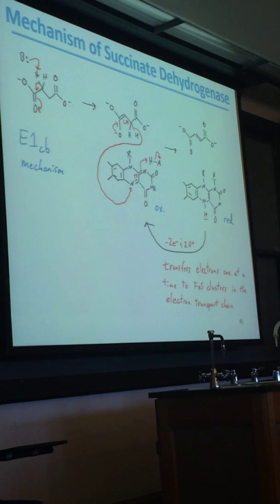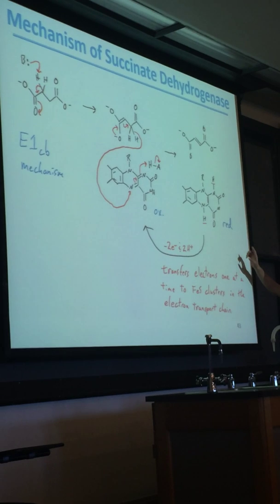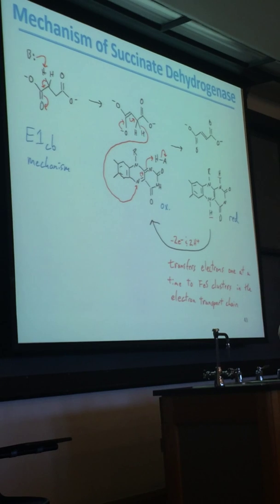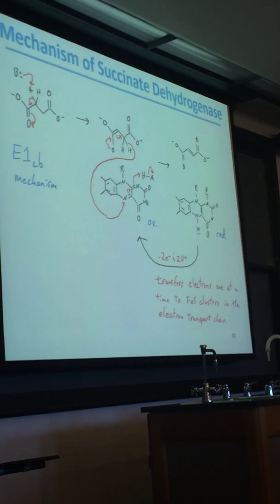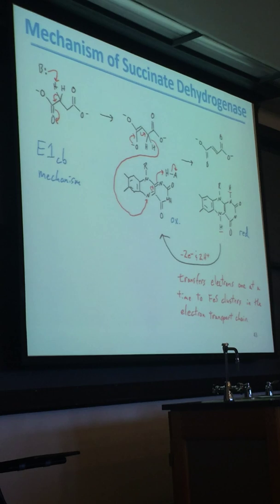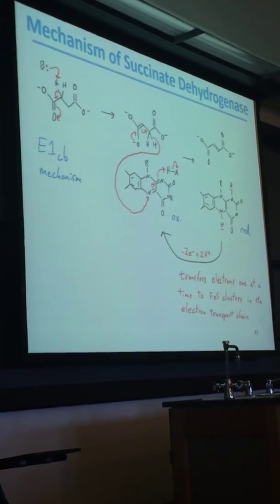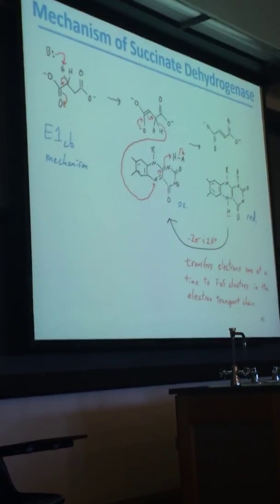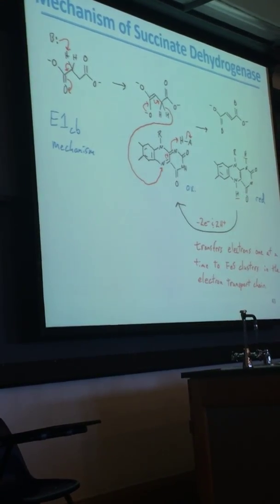FAD can do both. So here you can see it's accepting a hydride to become reduced. But when it reoxidizes, these iron-sulfur clusters can only accept 1 electron at a time. So when it offloads its electrons, it transfers them 1 at a time. That's also why FAD is necessary. And you'll see that with NADH, when it's used in the electron transport chain, again, it's going to be transferred to some cofactor that can again then do single electron transfers to allow for them to be used in the electron transport chain. So remember, it's an E1CB mechanism.